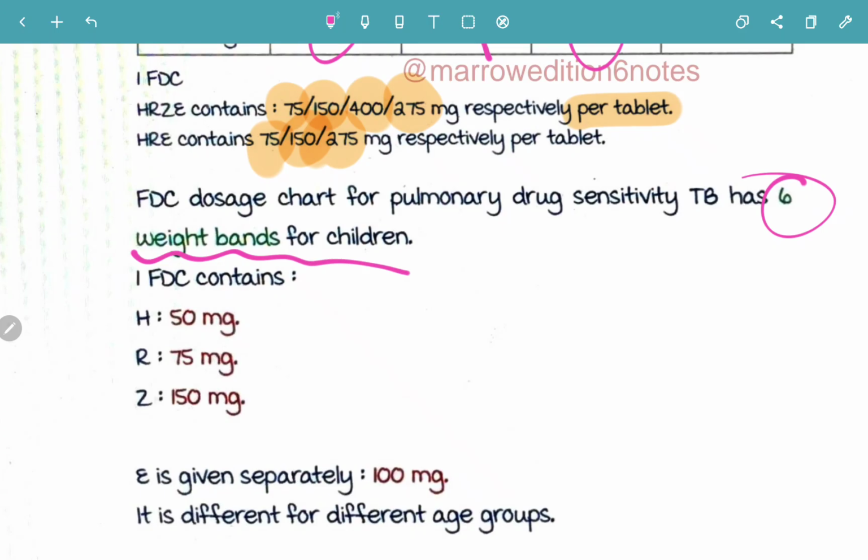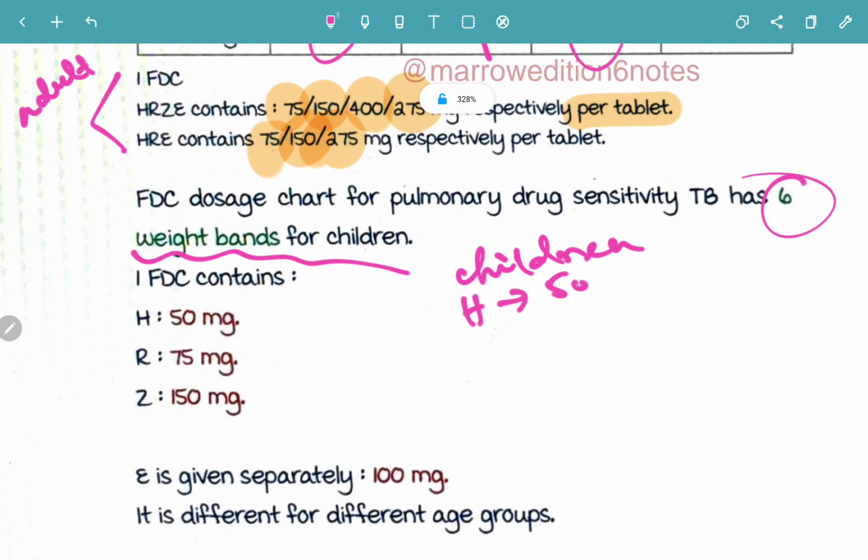So very important, what we studied is for adult dosage. In case of children, it's all going to be around half. See how much isoniazid was in adults? 75. But in children, isoniazid will be 50 mg. Remember, ethambutol is very toxic to children. So ethambutol will always be given separately. Remember, in children, ethambutol is given separately.